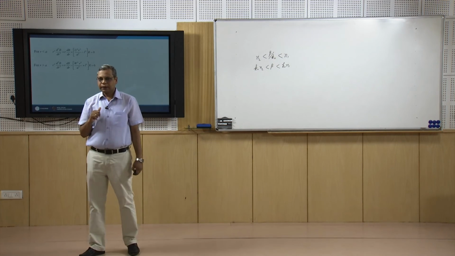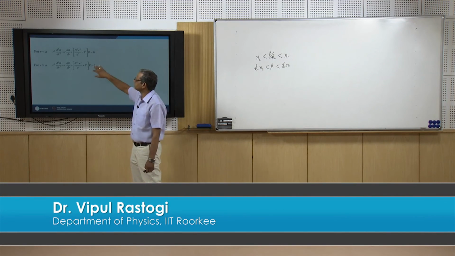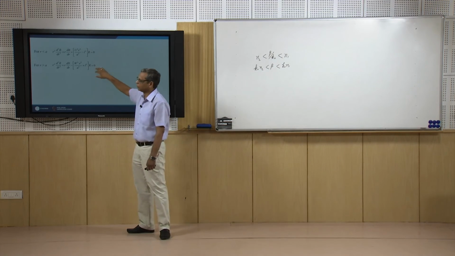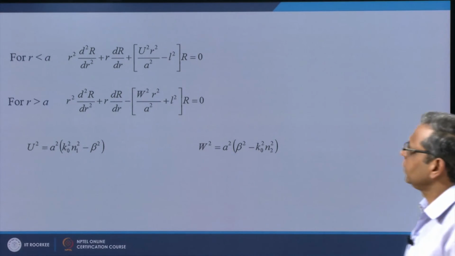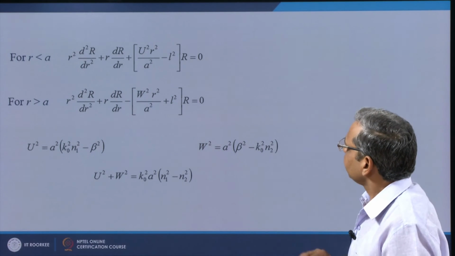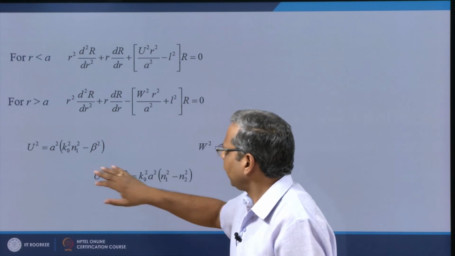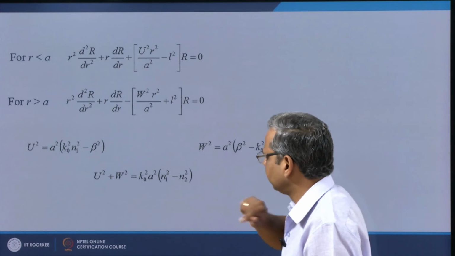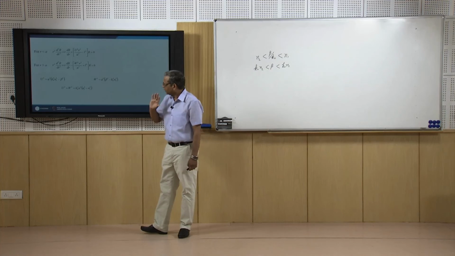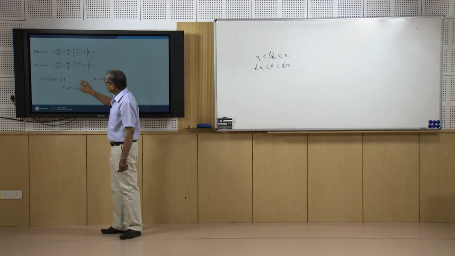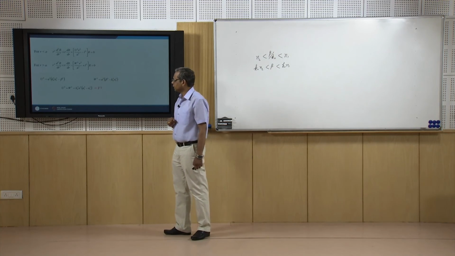If I have a little background of mathematical physics, then I can immediately see that these are Bessel's equations and the solutions of these equations are Bessel functions. Okay. So where u square is this and w square is this. I am going to get the solutions of these, but before that I observe the fact that if I do u square plus w square, then it becomes k naught square a square times n1 square minus n2 square, and by this time I am able to recognize this kind of term very well. This is nothing but the normalized frequency V. So this is V square.